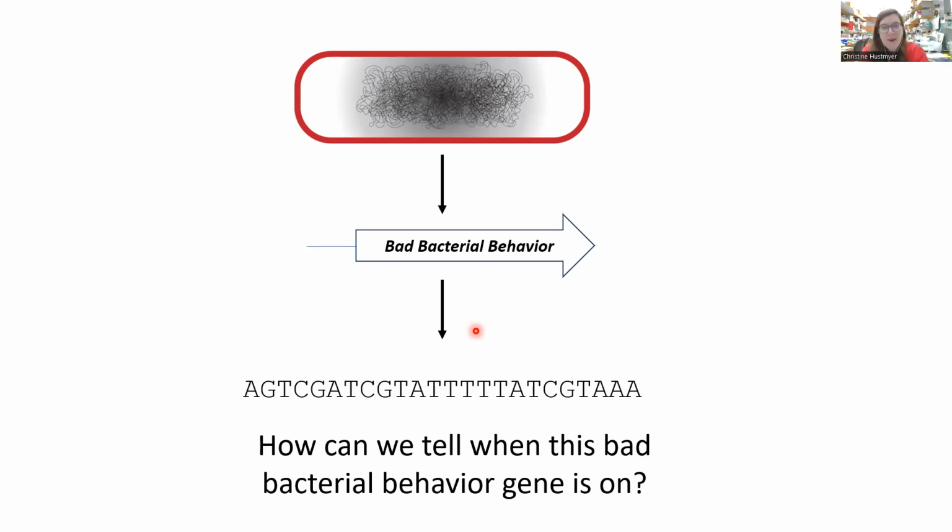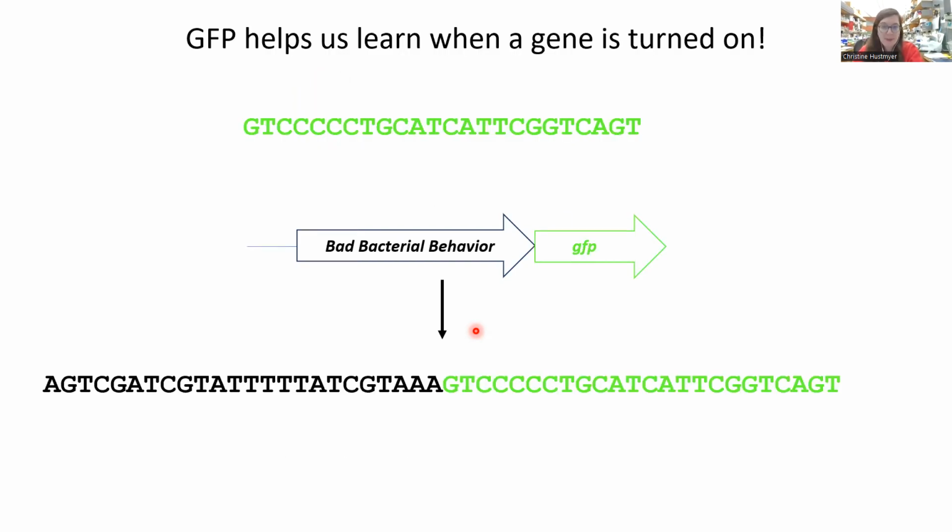So in this scenario, we have this bacteria. It has some sort of bad bacterial behavior that it can turn on to cause harm in us as humans when it infects us. We want to know when this bad bacterial behavior gene, or bad bacterial DNA sequence, is actually turned on. And to do that, we're going to use this special feature called GFP.